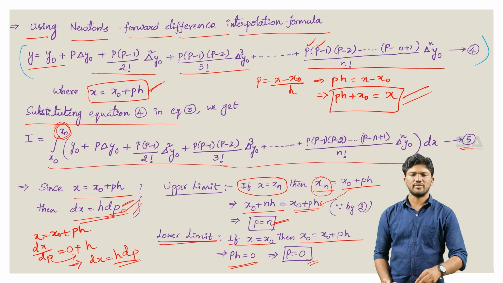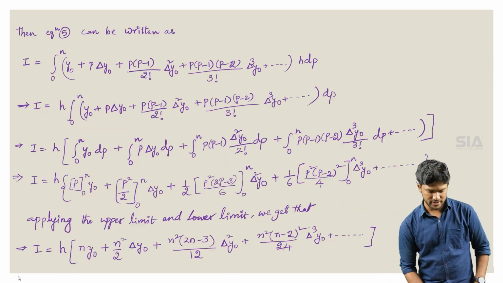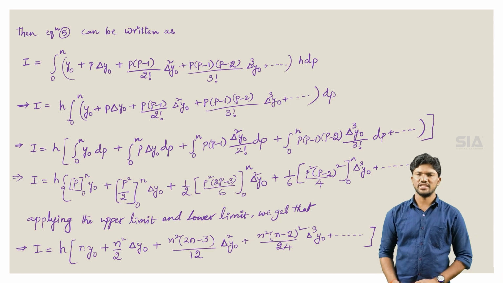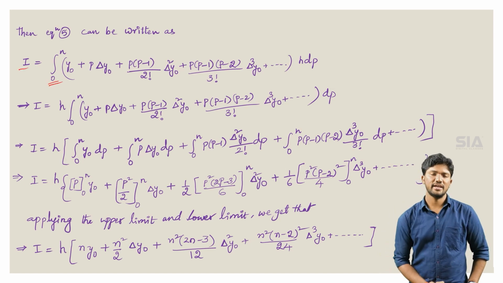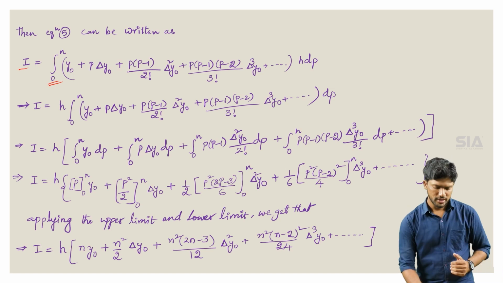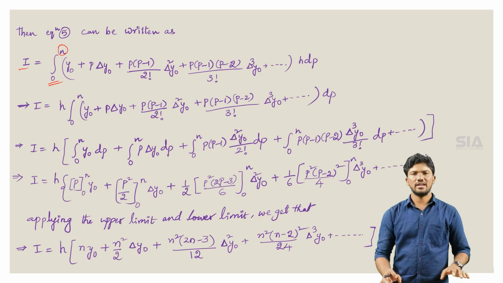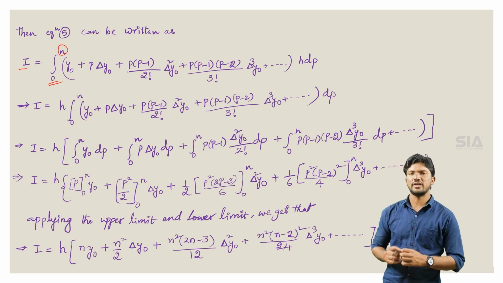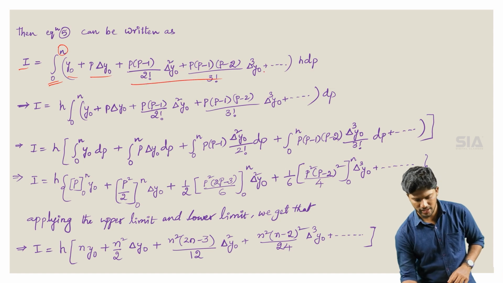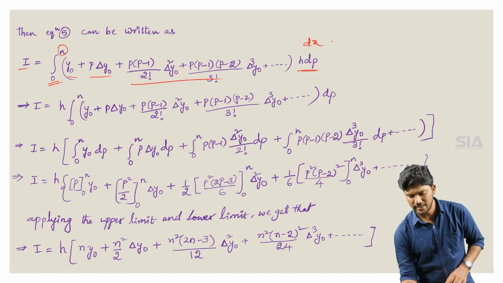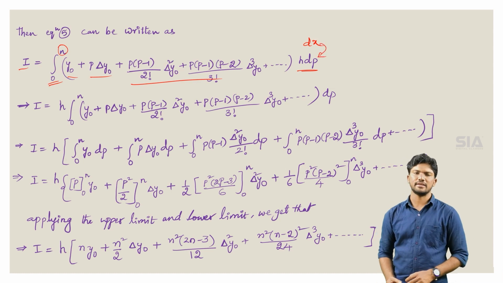In this format we can convert the lower limit and upper limit, and we can also convert dx as h dp. Now substitute all those values in equation number 5. Capital I is equal to, with lower limit 0 in place of x naught, and upper limit n in place of x suffix n. Why? Because we are converting the total equation number 5 into terms of p. So y naught plus p delta y naught and so on, the total expression, multiplied by dx. In equation 5, dx is nothing but h dp.